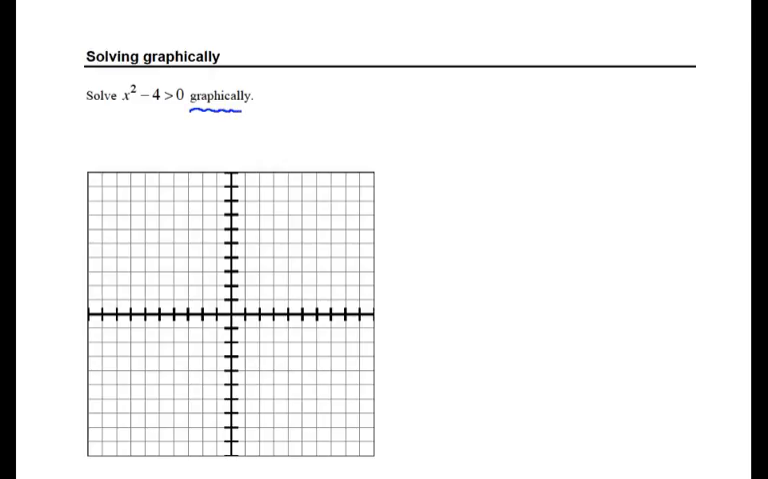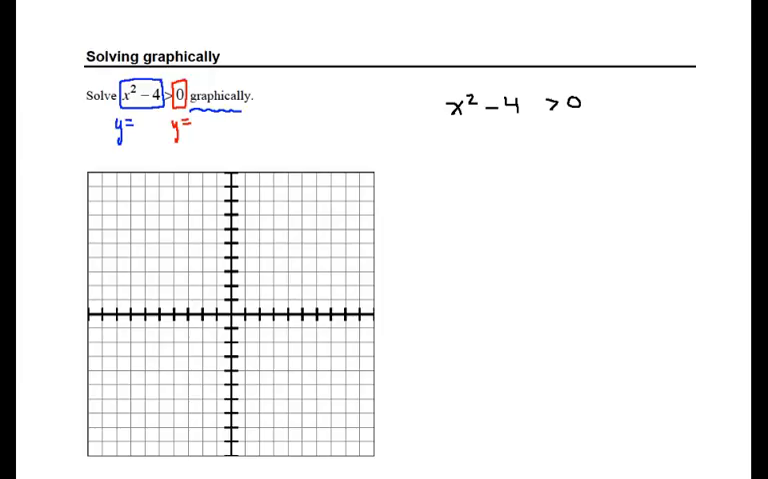So remember that when we solve graphically, we want to graph the left-hand side, set y equal to the left-hand side, and graph the right-hand side, y equals the right-hand side, and then look for the portion of one graph that is above, in this case, the other graph. So let's write out this inequality over here where we have a little bit more space.